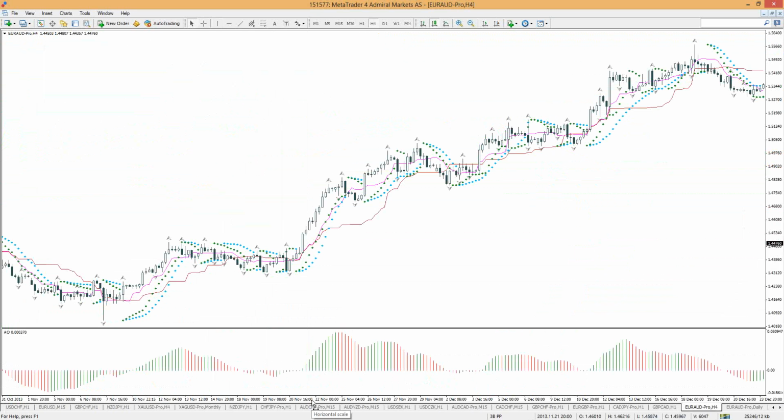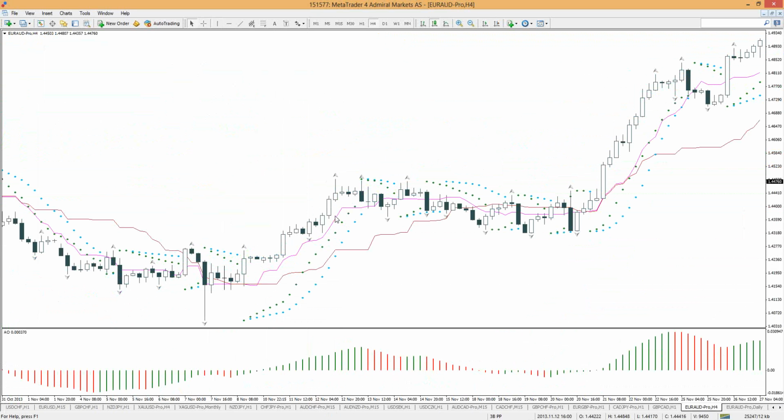So what is the Kijun and what is the Tenkan? In this case, the Tenkan is the pink one. The Kijun is this dark red one. The Tenkan is faster. The Kijun is slower. So if the Tenkan is above the Kijun, that's an uptrend. If the Tenkan is below the Kijun, that's a downtrend. Why? Because the faster one moves along with the price more closely. So obviously, if the faster one is below, downtrend. If the faster one is above, uptrend. I think that's very straightforward.